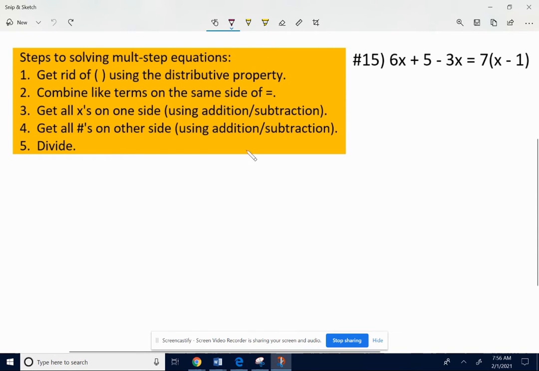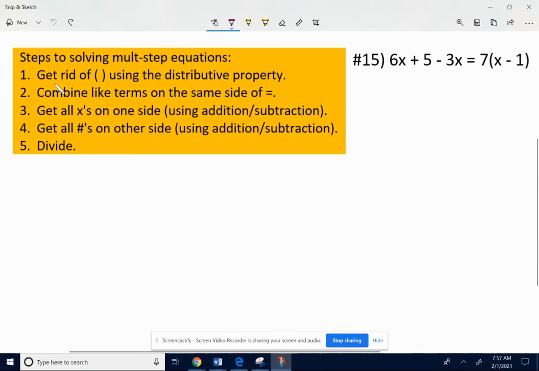This is the gist of it in the orange box. This is real similar to what you have on your homepage, just a very brief version of it. You can always go to your homepage to look through that. But the steps to solving a multi-step equation, we'll look at those as we do problem 15.